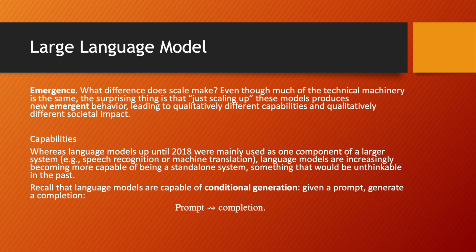Now, what are these capabilities? Whereas language models up till 2018 were mainly used as one component of a larger system, for example speech recognition or machine translation, language models are increasingly becoming capable of being a standalone system, something that would be unthinkable in the past. We call this conditional generation: given a prompt, generate a completion.